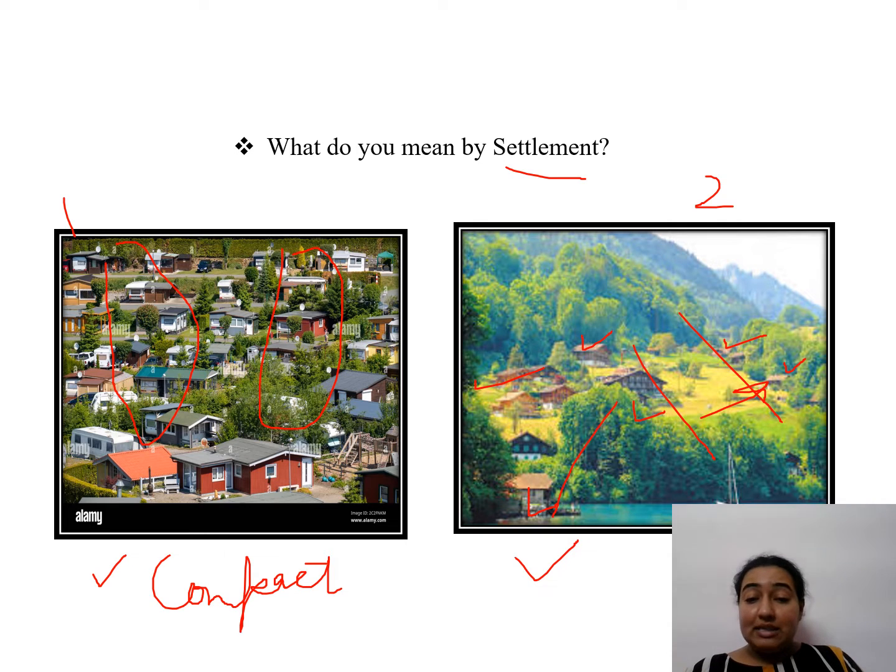Now, the distance between this house and this house, there is fallow land, so we can say this is scattered. Yes. Now the concept is clear to all of you. So settlement, in basic language, means the places where people together settle.